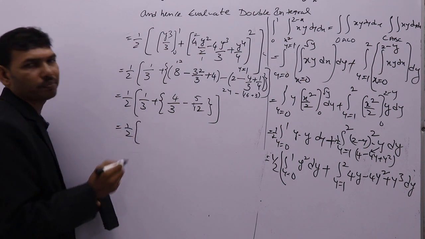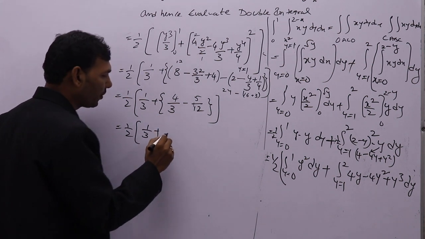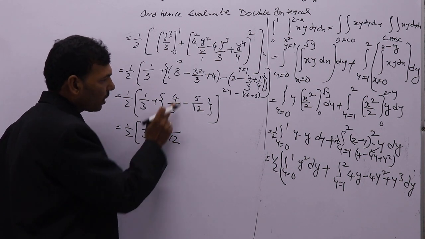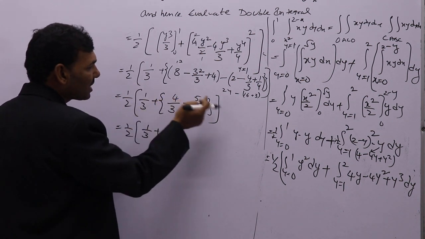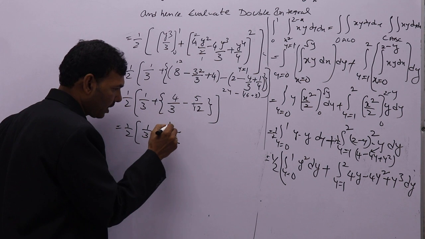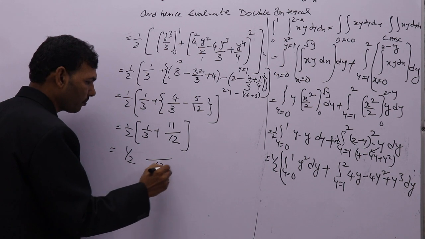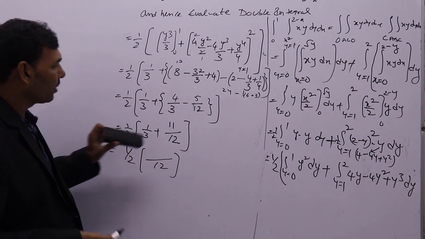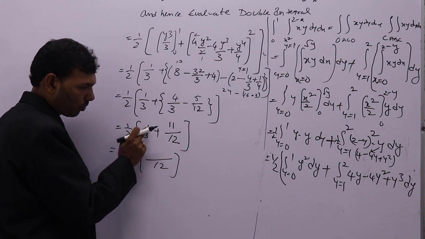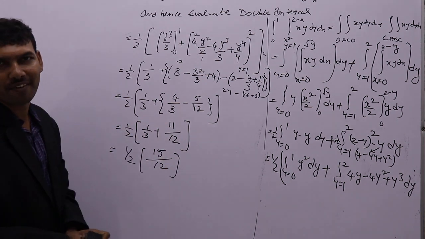1 by 2 into 1 by 3 plus 12 LCM again. If you take 12 LCM, 3 4s are 12, 4 4s are 16. 16 minus 5, what you will get? 11. Again take 12 LCM, 3 4s are 12. 4 plus 11, 15.